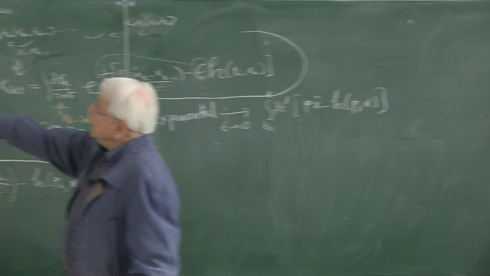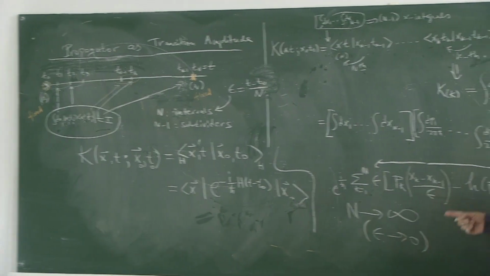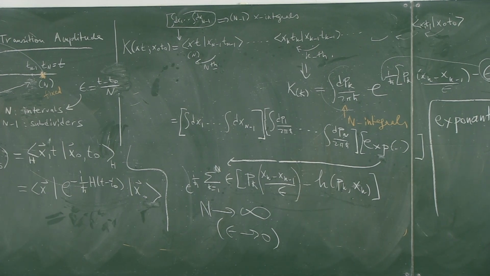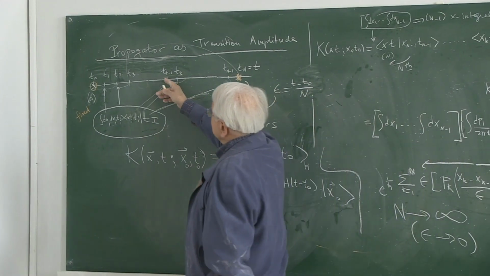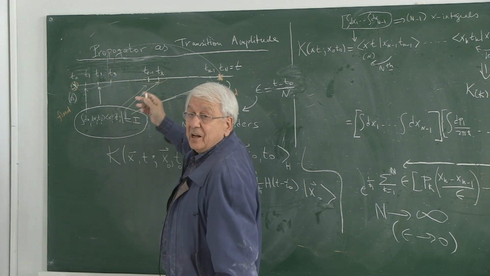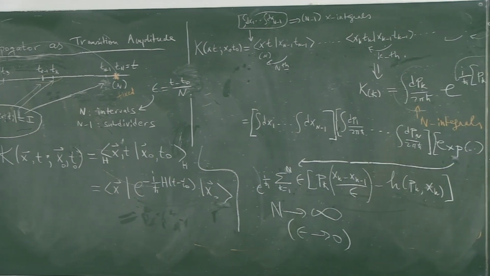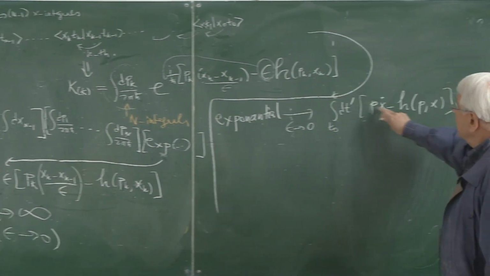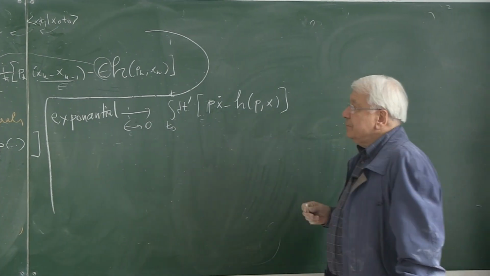Notice that if you look at that generic interval, x_k minus x_{k-1} divided by epsilon, when epsilon goes to 0, that goes to the time derivative, right? That's the derivative of x. Starting from here, x plus epsilon minus x divided by the length of the interval is nothing but the time derivative of x. This is the representation of the time derivative of x. The first one is p x dot, and minus H(p, x).